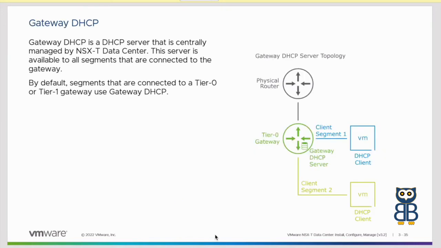Whereas a gateway DHCP is like saying that we'll enable a DHCP on our gateway, which in this case is a T0, and all connected segments to that gateway can now leverage DHCP functionality. But you have to configure the DHCP range, basically the scope or scope options, per segment. This is not done on the gateway side. Here we just enable the DHCP server, but the scope specifics are all done at the per segment level.